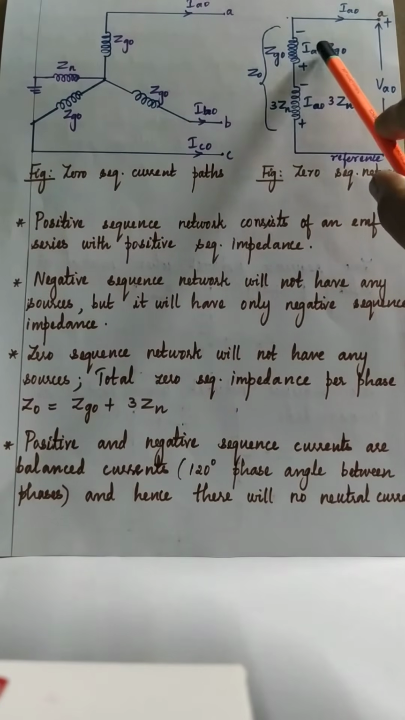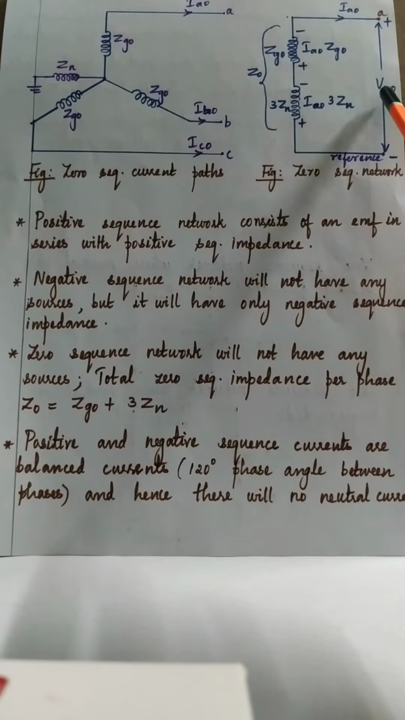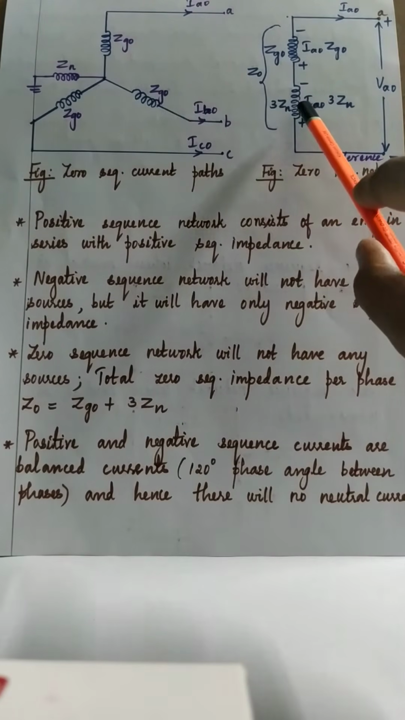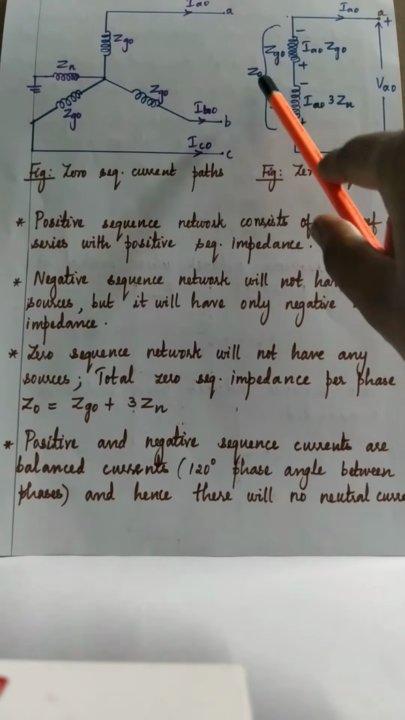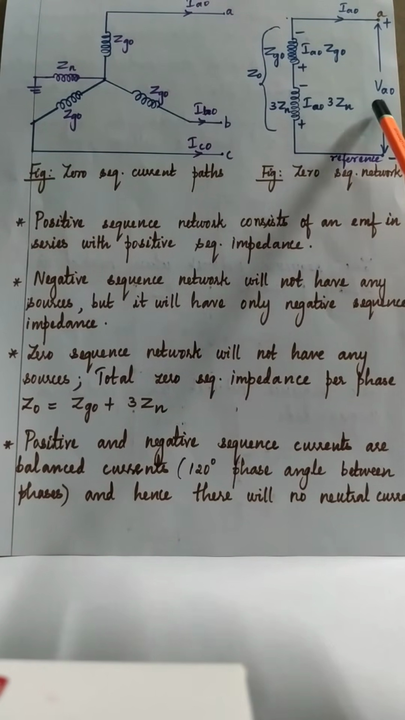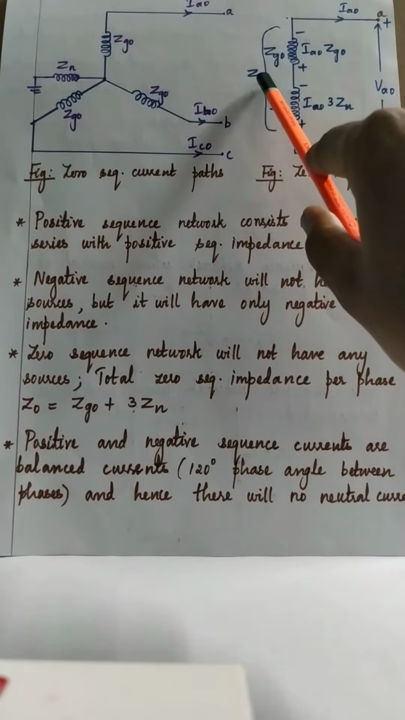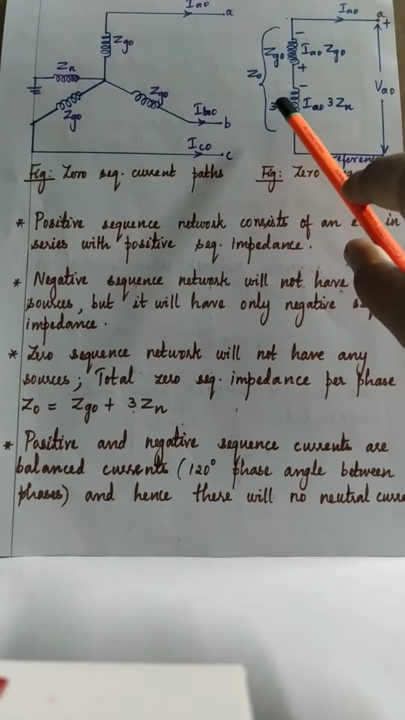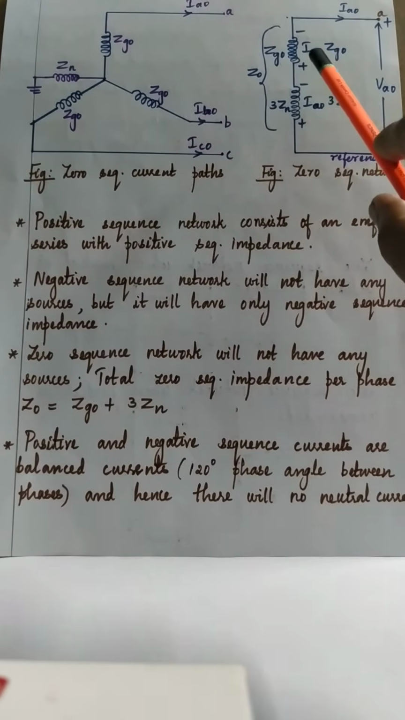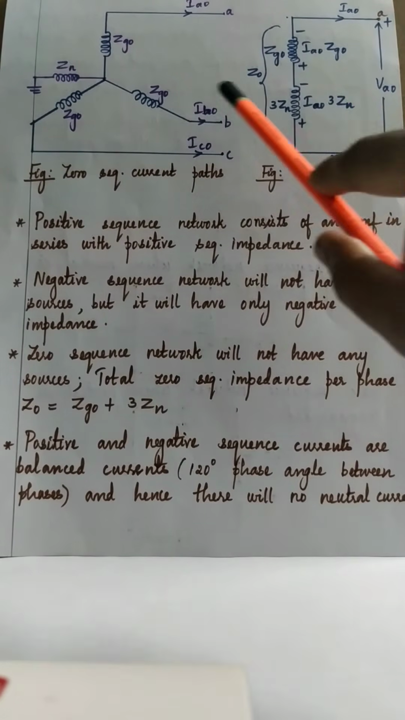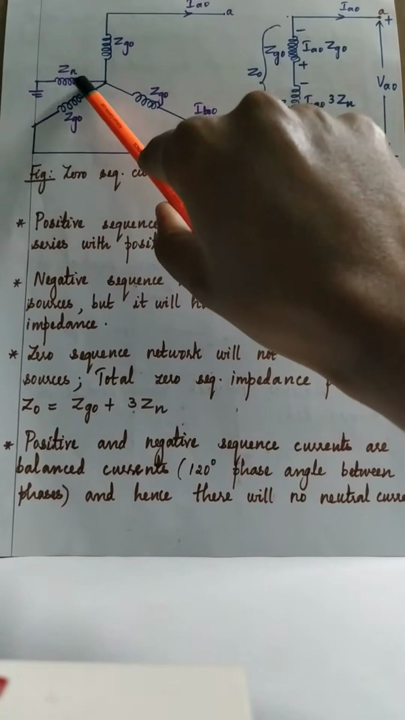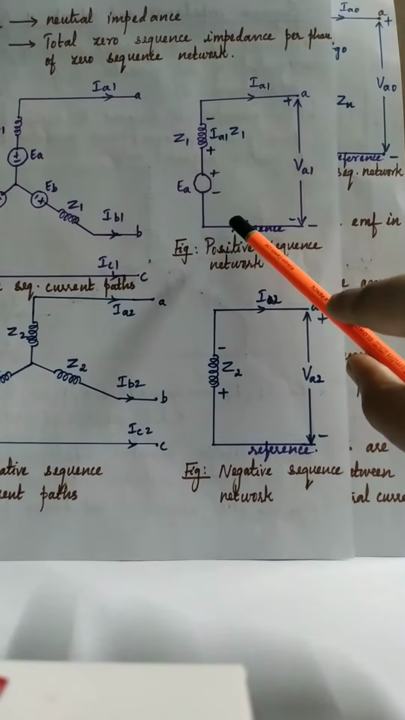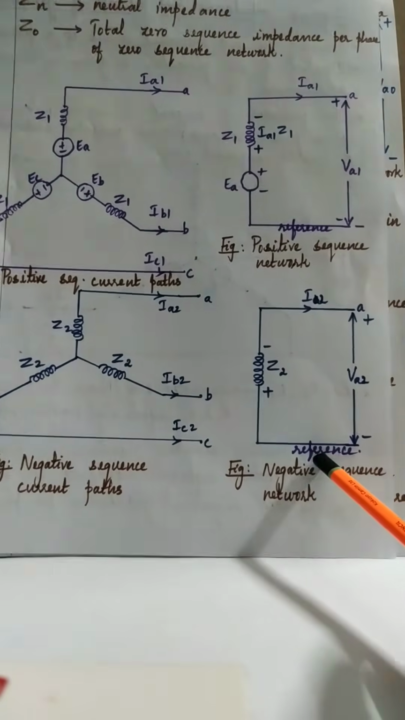So when you apply KVL to this loop, what you will get? VA0 is equal to minus Z0 into IA0, where Z0 is equal to Zg0 plus 3Zn. Now you should clearly understand why we have not used this neutral wire in the case of a positive sequence as well as a negative sequence network.